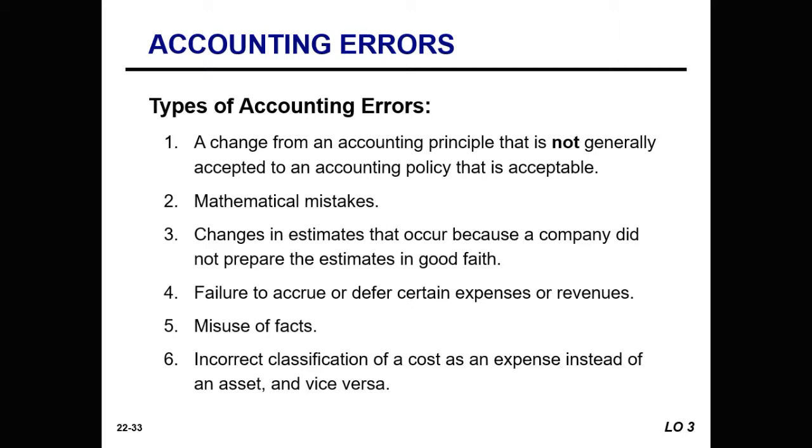Some of the types of accounting errors are a change from an accounting principle that is not generally accepted to an accounting policy that is acceptable. Mathematical mistakes, changes in estimates that occur because the company did not prepare the estimates in good faith, failure to accrue or defer certain expenses or revenues, the misuse of facts, the incorrect classification of a cost as an expense instead of an asset, and vice versa.